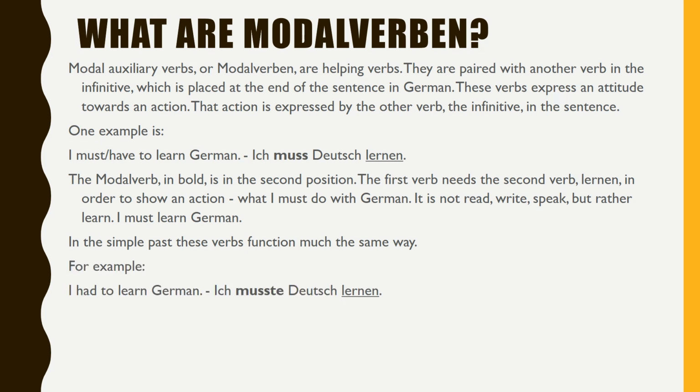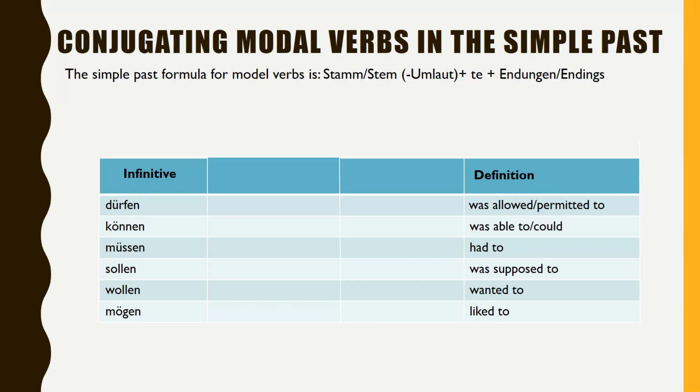For example, I had to learn German. Ich musste Deutsch lernen. The simple past formula for Modalverben is stem minus the umlaut plus te plus the endings. The endings are nothing, st, nothing, en, t, en.